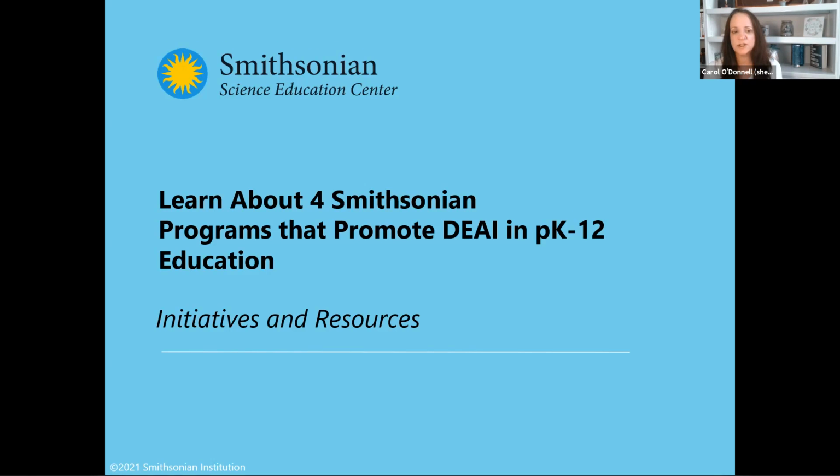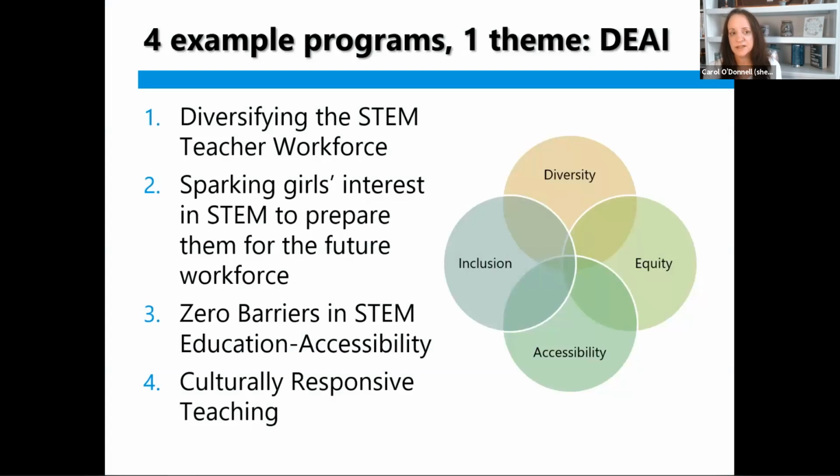All right, now we're going to talk a little bit about four of the Smithsonian programs that we believe promote diversity, equity, accessibility, and inclusion in pre-K-12 education. The next slide lists these four programs, and each one of us is going to talk about a different program. The first is diversifying the STEM teacher workforce. The second, sparking girls' interest in STEM to prepare them for the future workforce. Zero barriers in STEM education, which focuses on accessibility and culturally responsive teaching.